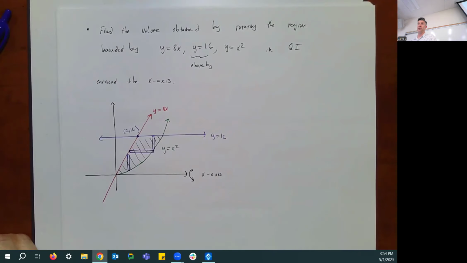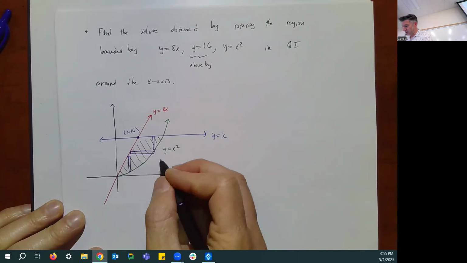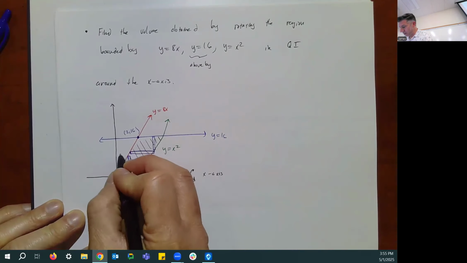So I'm choosing a horizontal strip, which then means, since I'm rotating around the x-axis, I am forced to use the shell method. I don't have a choice. I mean, I do have a choice. I could do it the other way and do 2 integrals, both using the washer method. That's not the choice I want you to make. It's not the choice I want to make either.